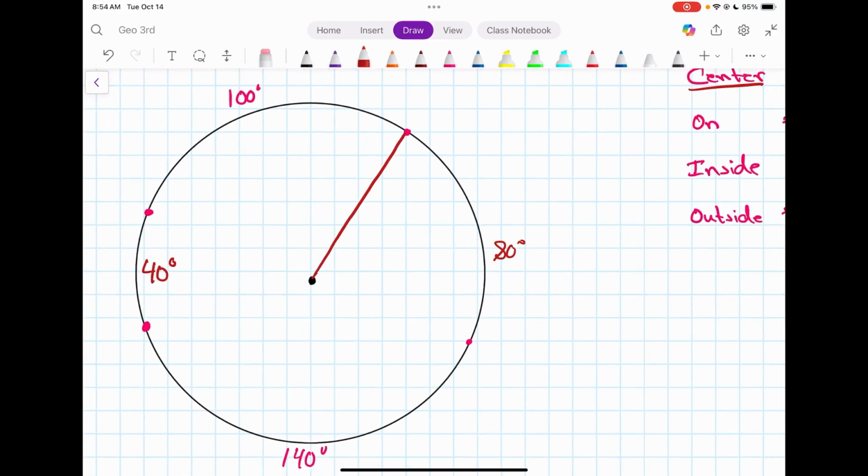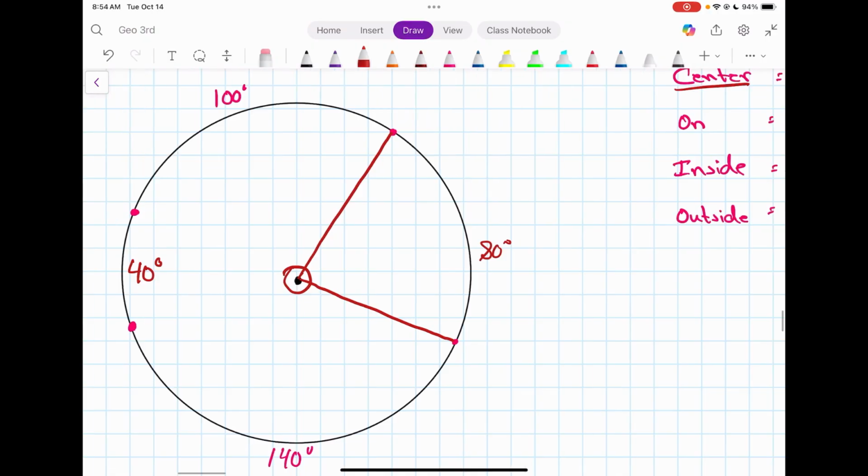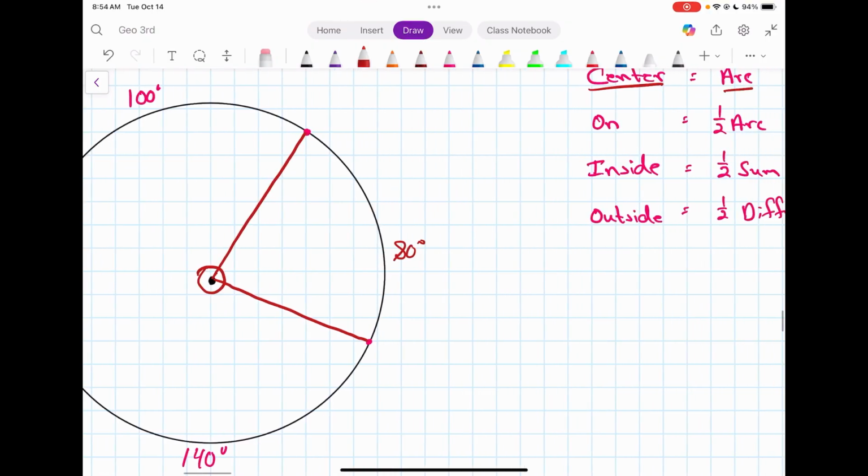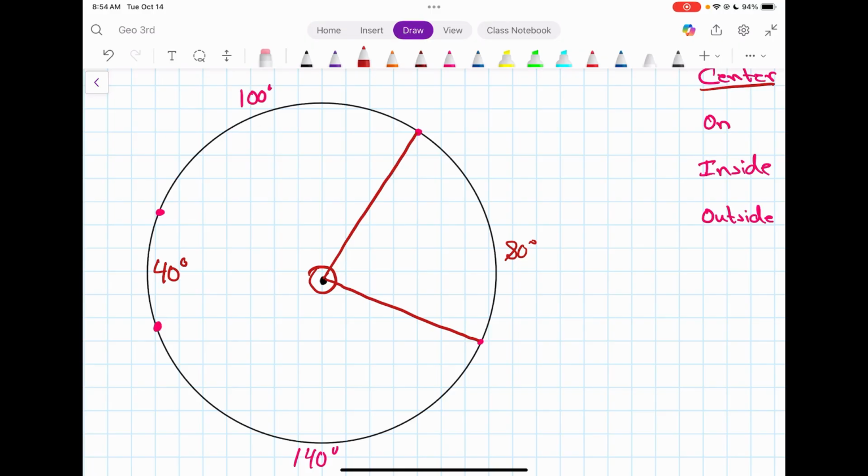If the vertex is the center of the circle, this is called a central angle. Anytime the vertex is the actual center, we simply say that the angle is equal to the arc. So if this vertex here is at the center, and the arc is 80, then the angle is 80. A lot of times I'll reference this as the arc that's in its mouth. This angle looks like a mouth, kind of like a Pac-Man here. So this arc right here is the one that's inside of its mouth. Whatever the measure of that arc is, that's also going to be the measure of the angle.